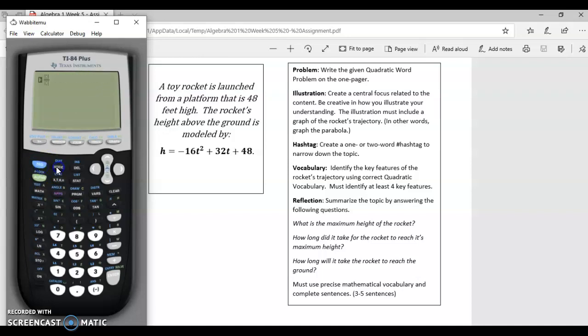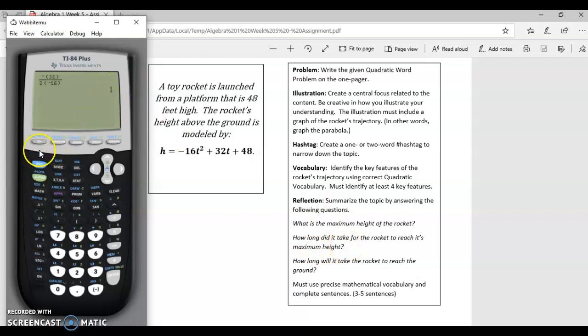I'm going to type that in as negative 32 divided by 2 times negative 16. And so I know my x value is 1 for that axis of symmetry. So after 1 second, I will be at the maximum height. The second question said, how long did it take for the rocket to reach its maximum height? It'll take me 1 second.